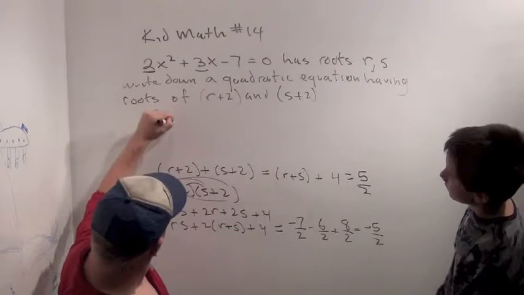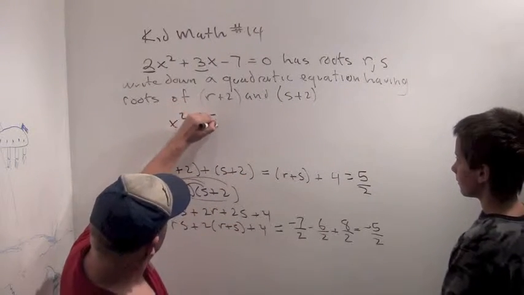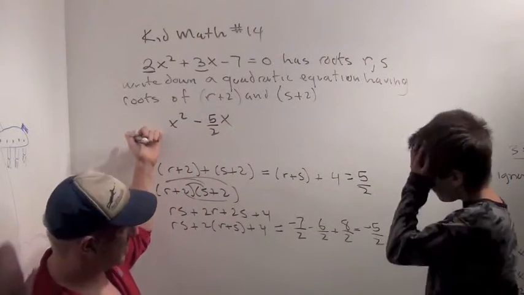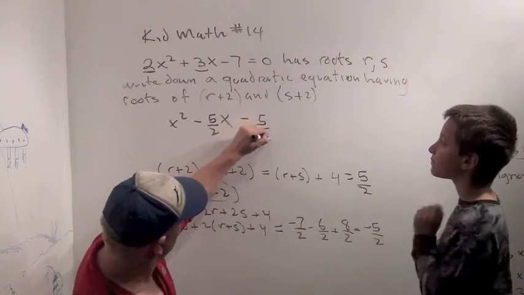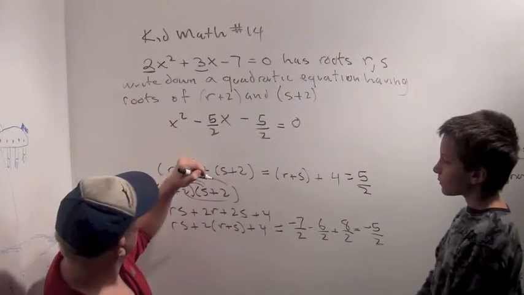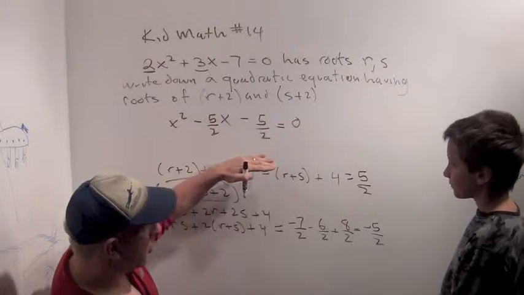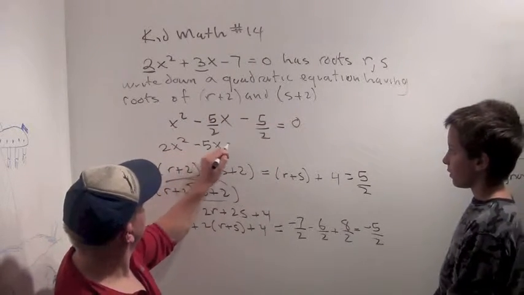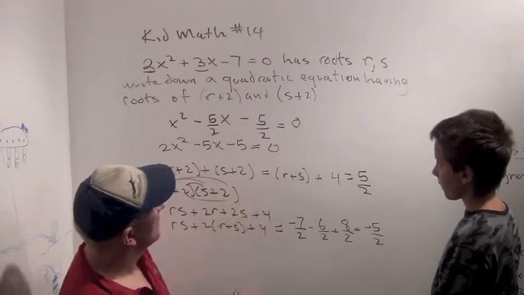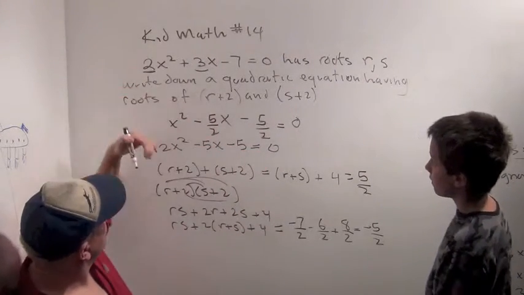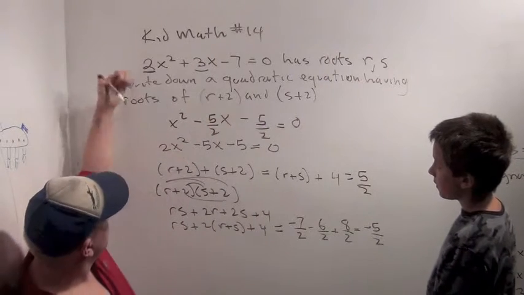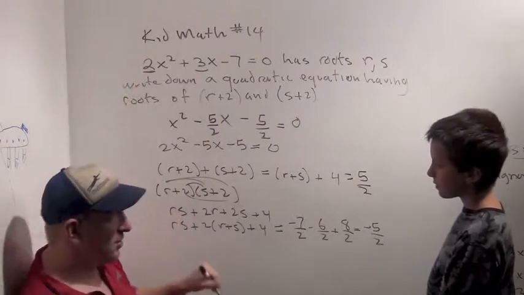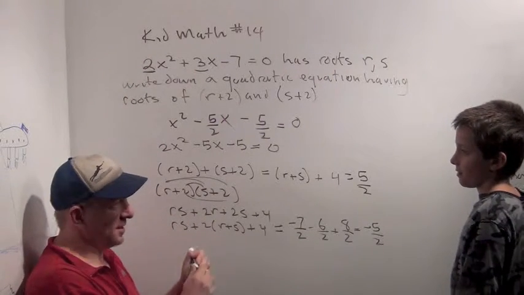Okay, so we could write an equation that was x squared minus 5 halves x. That's the negative sum of the roots for that term, if this begins with 1. Minus 5 halves equals 0. Or we could just multiply everything by 2 and say 2x squared minus 5x minus 5 equals 0. The roots of this equation are 2 more than the roots of that equation. Make sense? Yes. Okay. Little arithmetic to start the day.